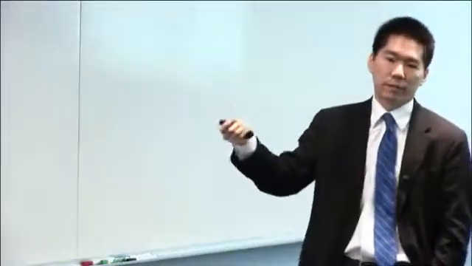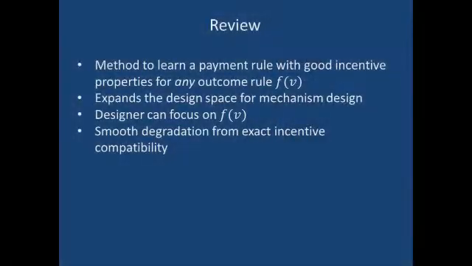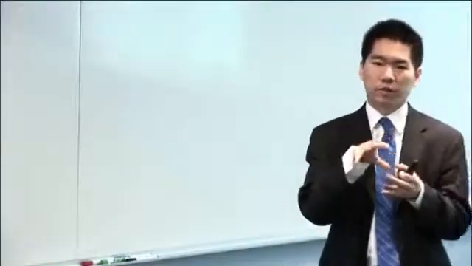And as I mentioned, we'll be able to relax away from exact incentive compatibility in this specific way of minimizing expected regret. So just as a review, we've given a method to learn a payment rule for any outcome rule f. And this allows the mechanism designer to focus on the outcome rule. So you give me the outcome rule as a black box, in addition to some way to sample the distribution. And this computational approach will give you a payment rule that has some reasonable properties. And we move smoothly away from exact incentive compatibility.